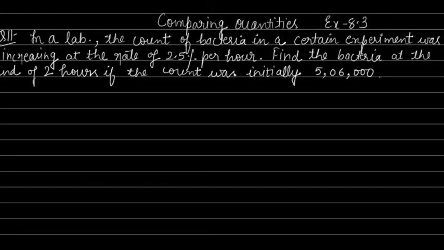In today's session, I will be explaining the last two questions of Exercise 8.3, Comparing Quantities. So let's see question number 11 quickly. In a laboratory, the count of bacteria in a certain experiment was increasing at a rate of 2.5% per hour. Find the bacteria at the end of 2 hours.